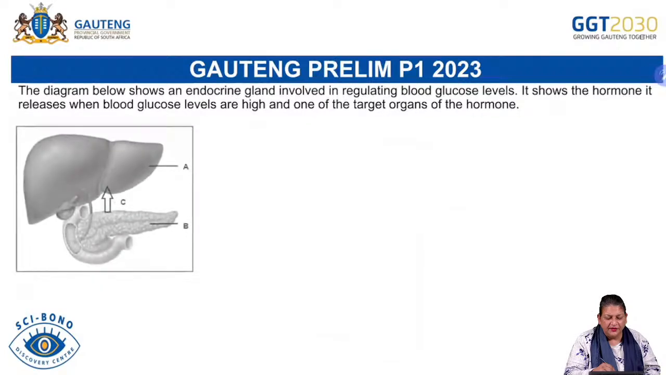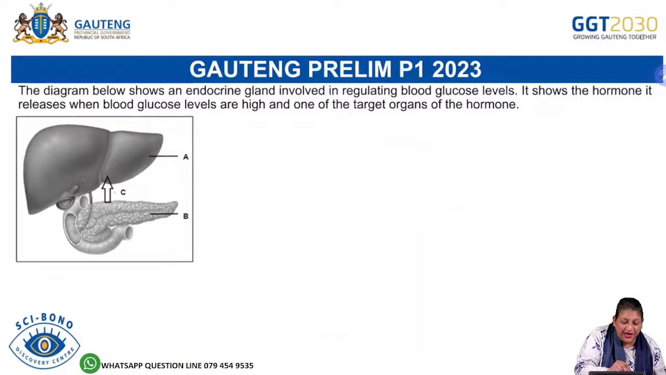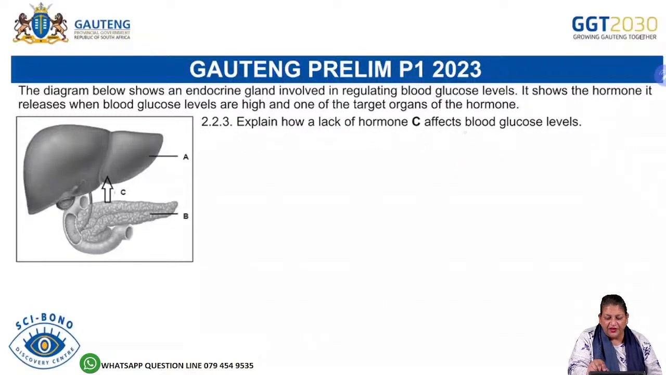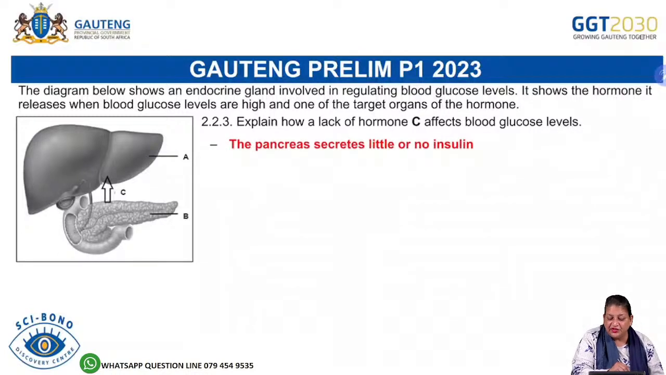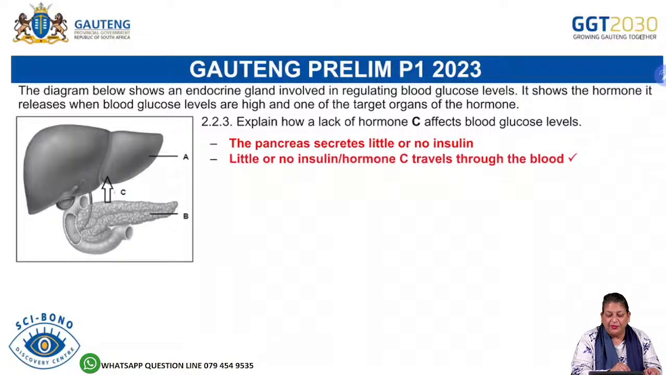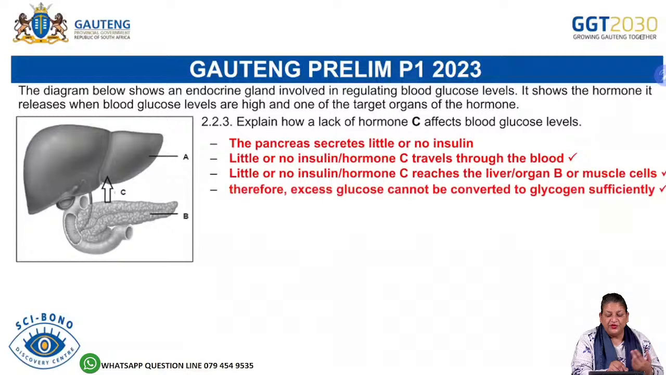Okay, children, here is a simple diagram to show you the liver and the pancreas and how they control the glucose level. You can see that the pancreas will secrete insulin, which will convert excess glucose into glycogen. Explain how the lack of hormone affects the blood glucose level. If there's not enough insulin, the pancreas will secrete little insulin. So if there's a lack of hormone C, little or no insulin will go into the blood, and then little insulin will reach the liver, and therefore the excess glucose cannot be converted into glycogen.